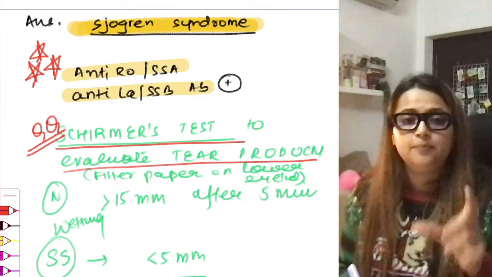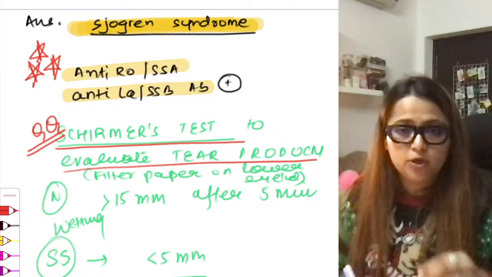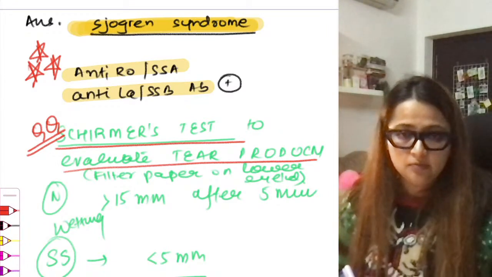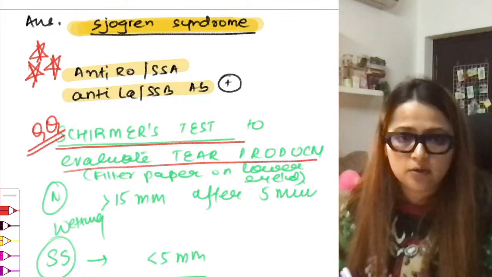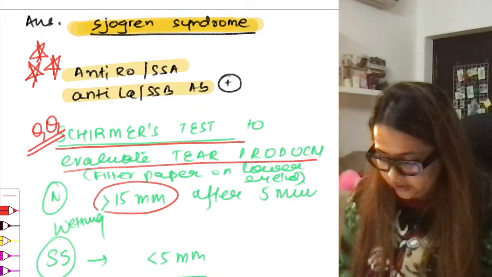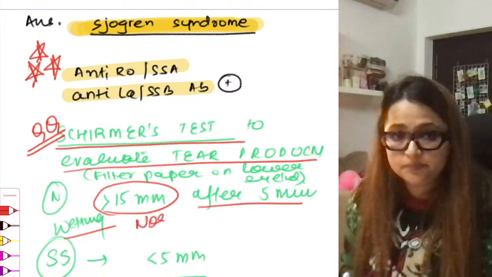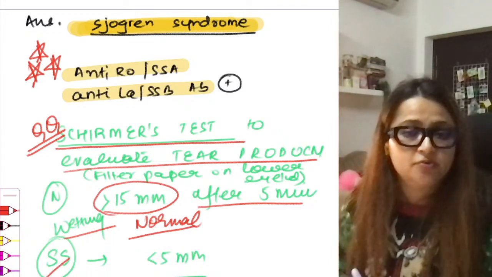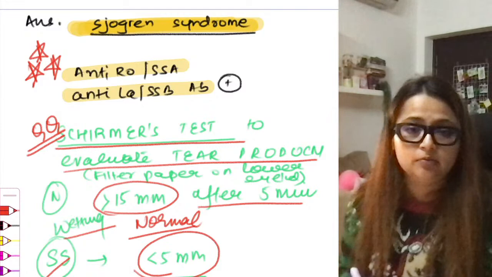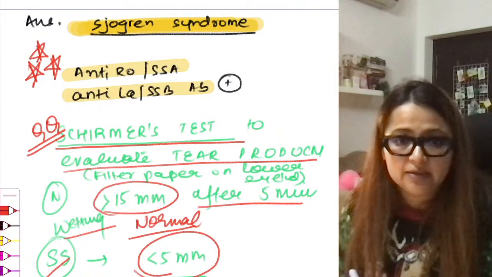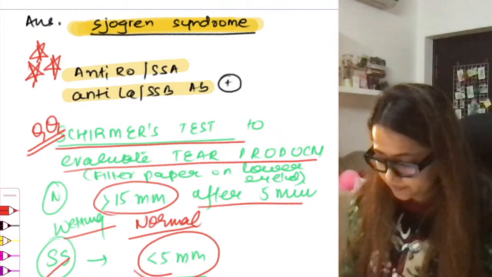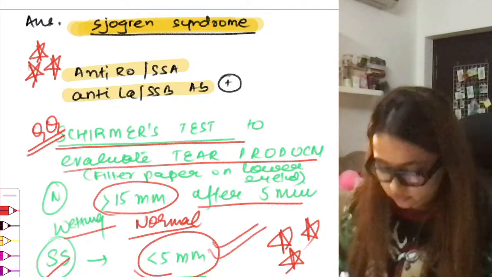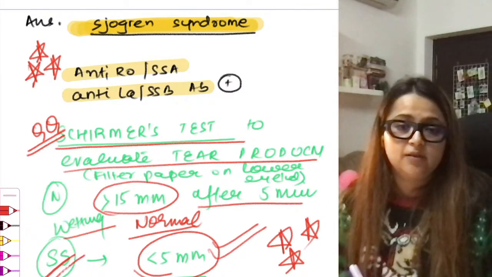You take a filter paper strip and put it on the lower eyelid. If tear production is there, this will get wet. If the wetting is more than 15 mm after 5 minutes, this is normal. But if someone has Sjogren syndrome, the wetting on the filter paper strip would be less than 5 mm. That is typical in Sjogren syndrome. So this is very, very important.